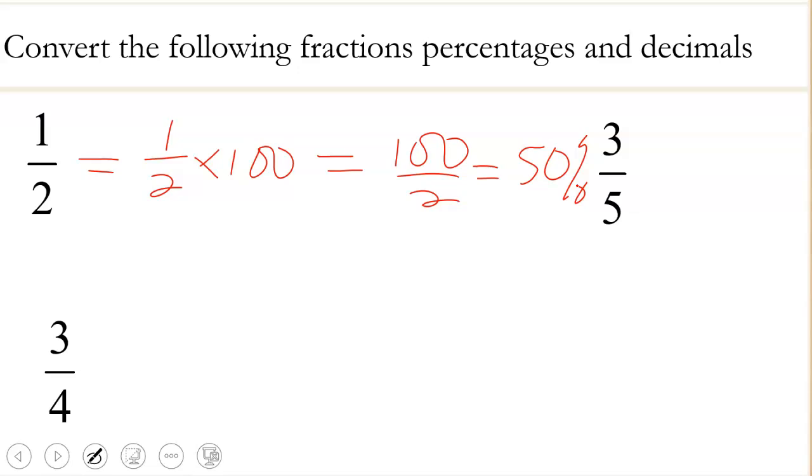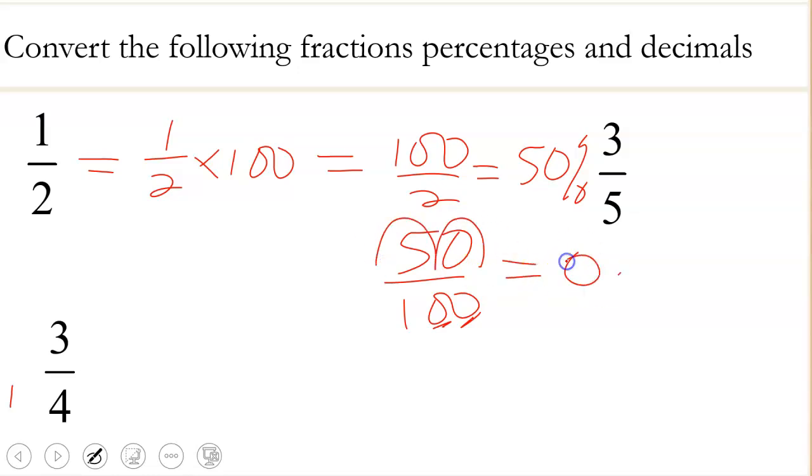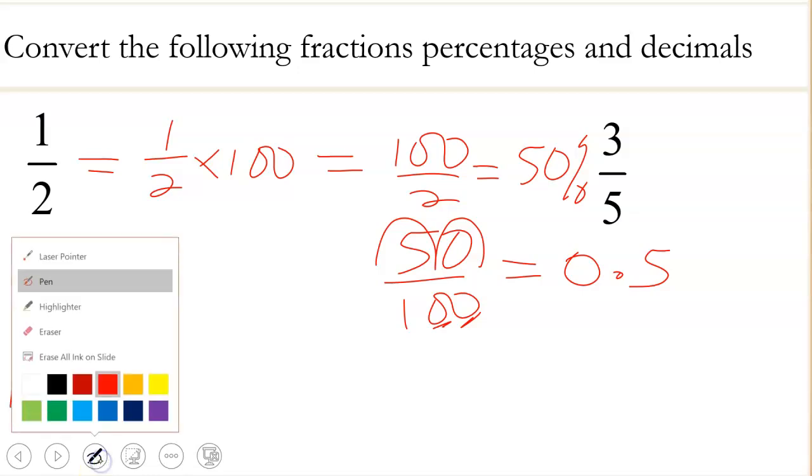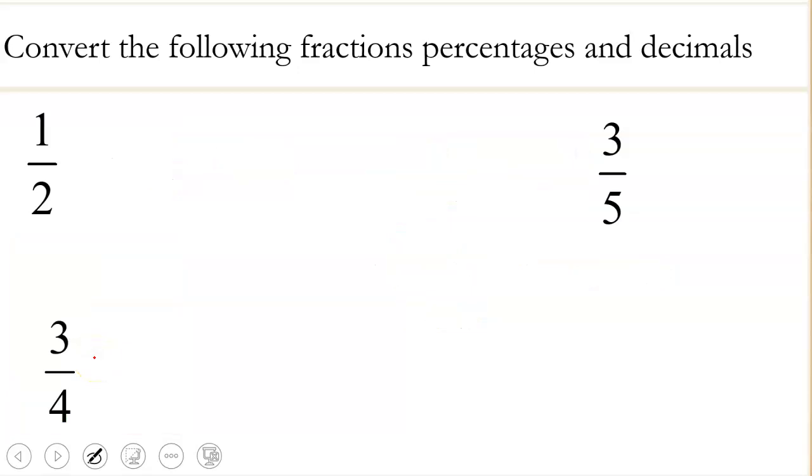And so a half can be written as 50%, and 50% can also be written as 50 over 100. And again, the two zeros move the decimal point 1, 2, and that will give us 0.5. And so we get our answer to be 0.5. So in percentage it is 50%, in decimal it is 0.5. Now let's look at the next one.